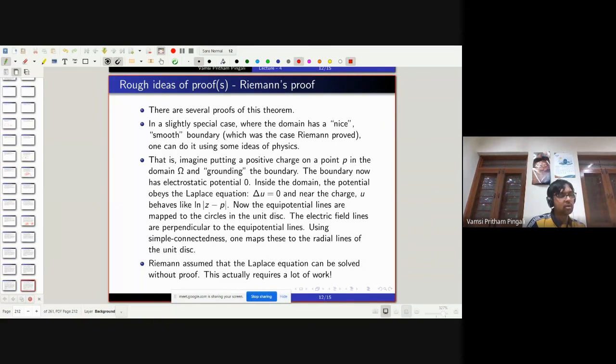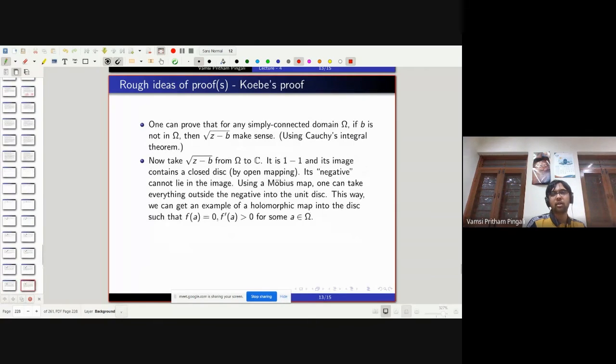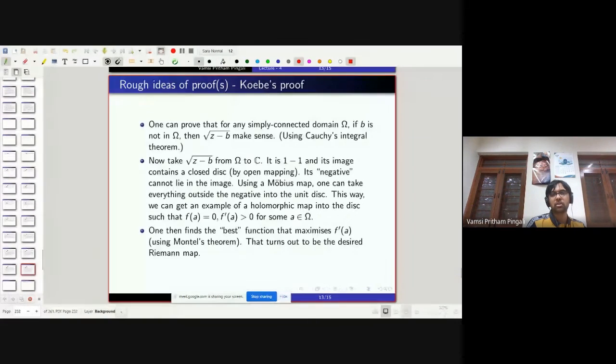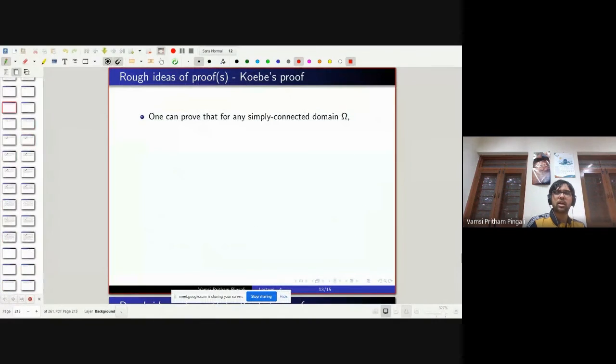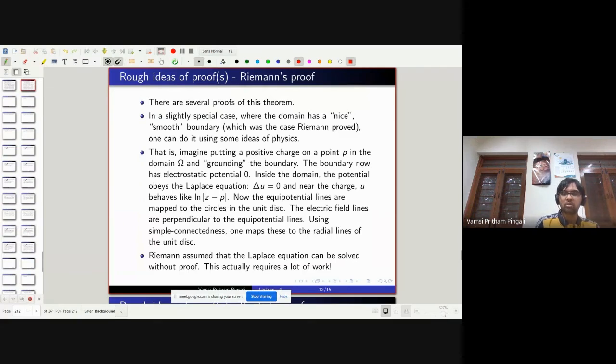I had another idea of another proof and some other concept called Schwarz's reflection principle. But honestly, I don't think it makes sense to cover them now. I think I'll stop at this point. So if you have any questions.